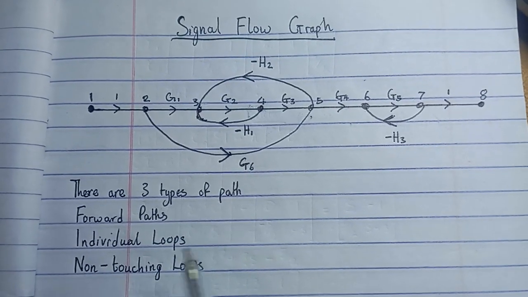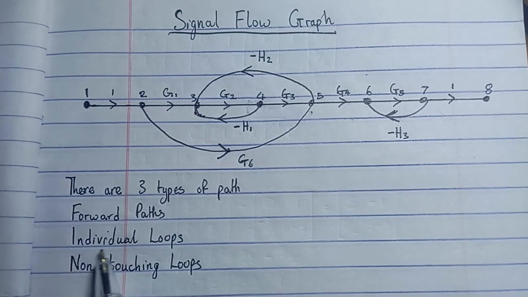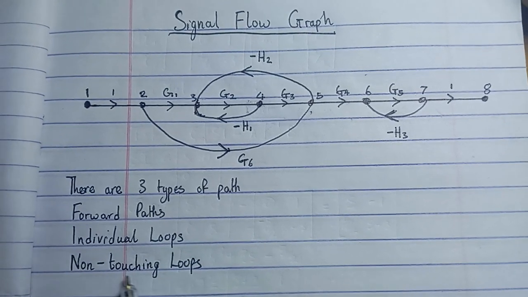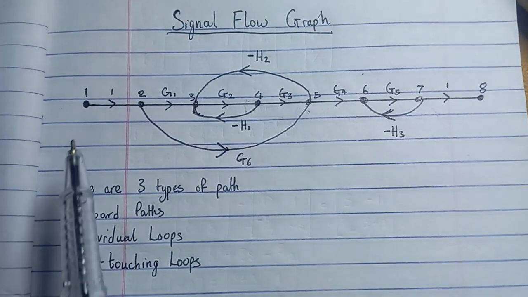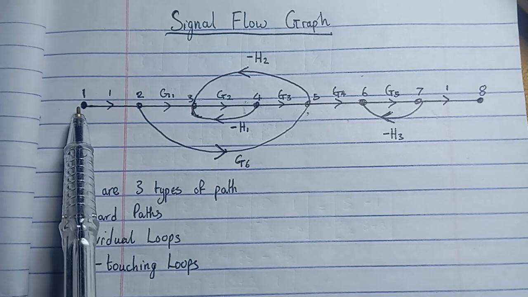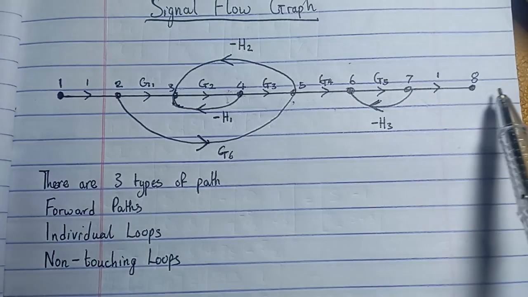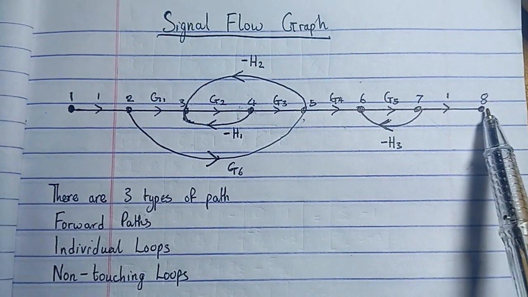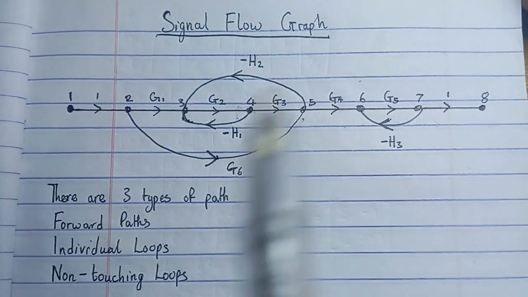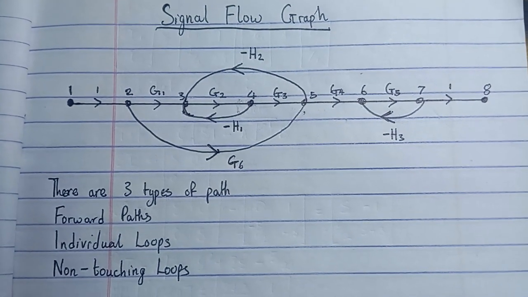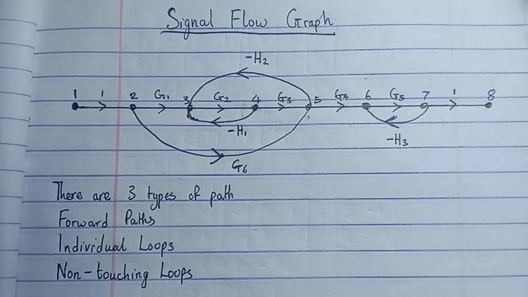Okay, there are three types of paths. We have our forward paths, our individual loops, and our non-touching loops. Now the forward path is the path in which the signal flows from this end to this other end, from point 1 to point 8. Let's take each of the paths individually. So let's start with the forward paths.